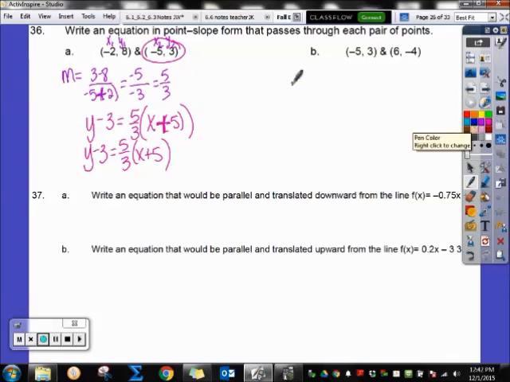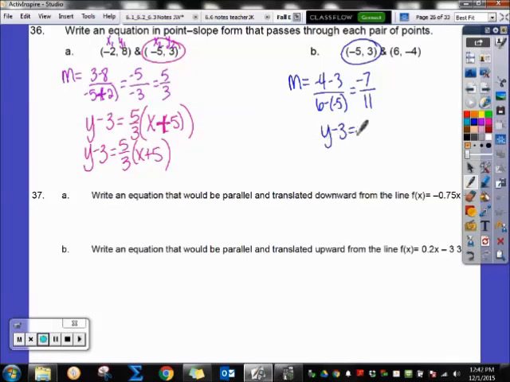So same thing on B. Our slope is negative 4 minus 3 over 6 minus negative 5. So negative 7 over 11. Pick a point. I'm just going to pick negative 5/3. So y minus 3 equals negative 7 over 11 times x minus negative 5. Change that to a plus and then rewrite to clean it up.